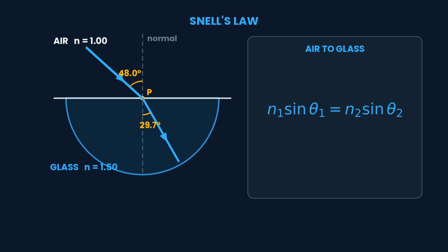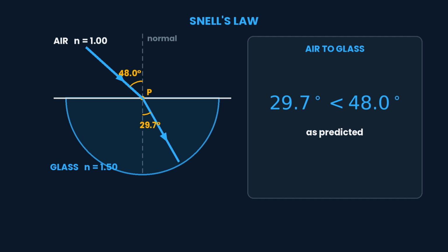Snell's law is n1 sine theta 1 equals n2 sine theta 2. Substitution gives 1.00 sine 48 equals 1.50 sine r. Therefore, r is 29.7 degrees. That is smaller than 48 degrees, as predicted.